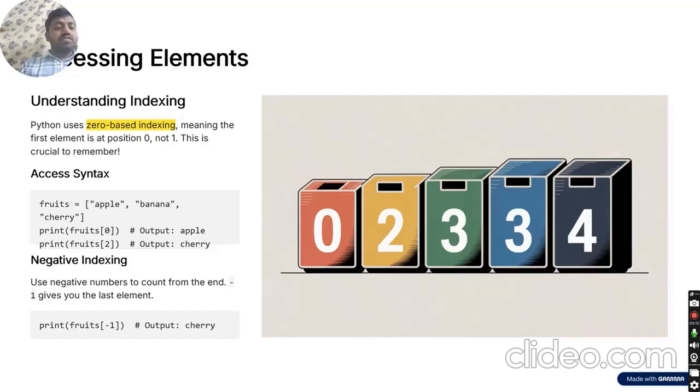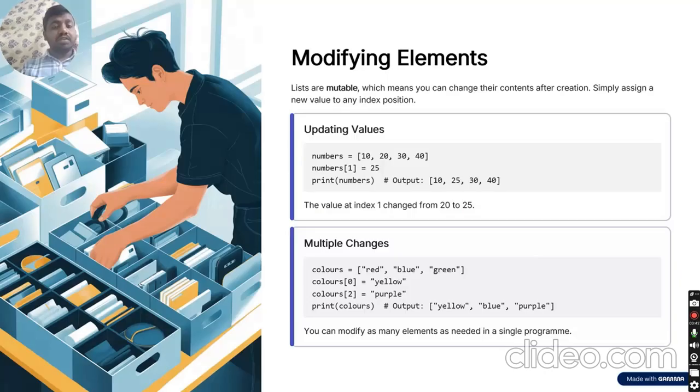Let us continue with this topic, understanding indexing. Python uses zero-based indexing, which means the first element starts at position 0, not 1. This is very crucial to remember while accessing elements and performing manipulations. For the accessing syntax, here you can see a fruits list which contains apple, banana, and cherry as its elements. We can access them by both positive indexing and negative indexing.